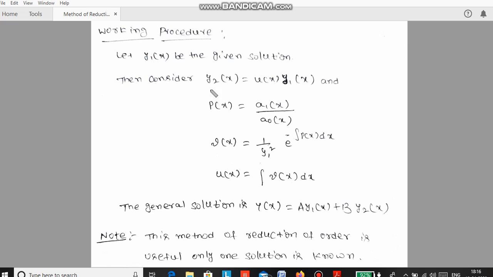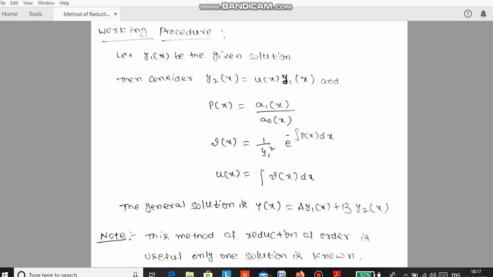Then consider y2 of x is equal to u of x into y1 of x. So here we know the value of y1 of x, but we don't know the value of u of x. Now we have to find the value of u of x. So to find the value of u of x, again we have to find a few more values.